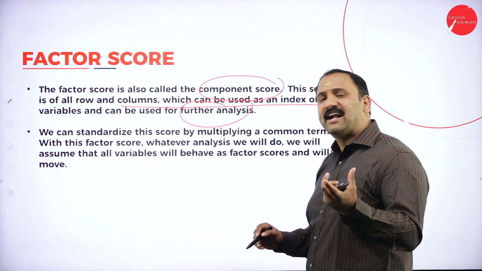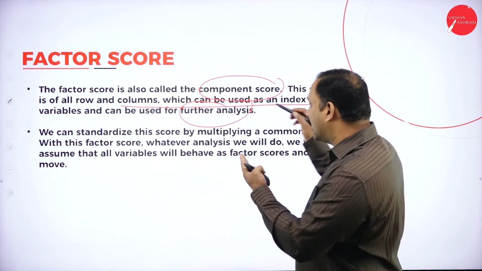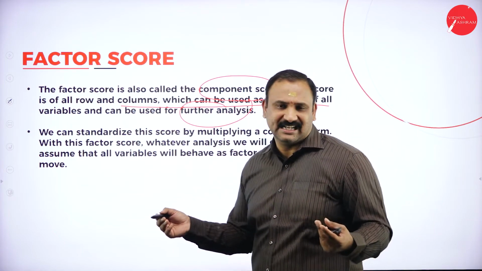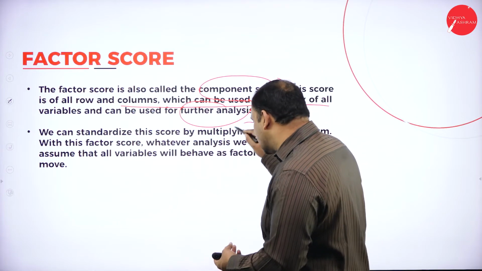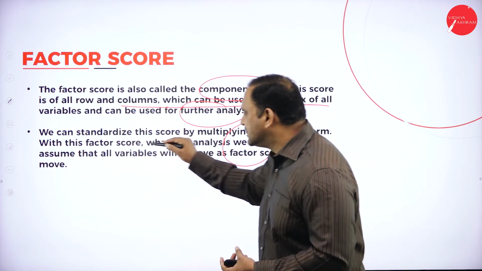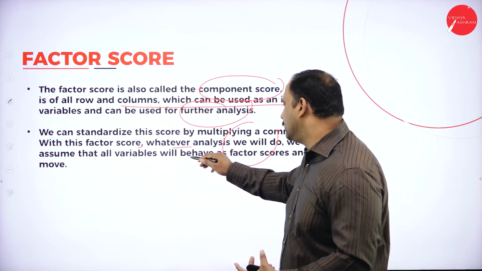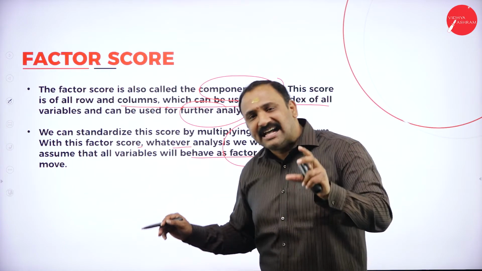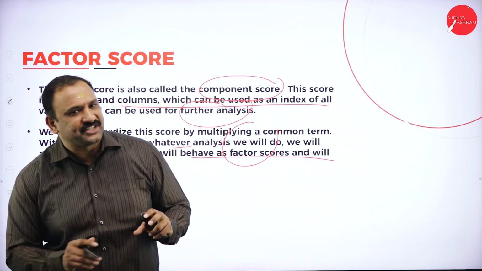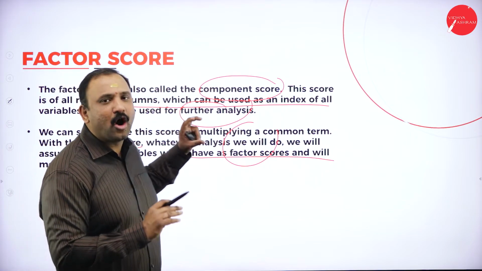The factor score is also called a component score. This is used for all rows and all columns, and it can be used as an index variable for further analysis. We can standardize the score by multiplying by a common term. With this factor score, whatever analysis we do, we will be able to assume that all variables will behave as factor scores and move. So what we are trying to do here is standardize the entire pattern. So the factor score is like a component scoring method.